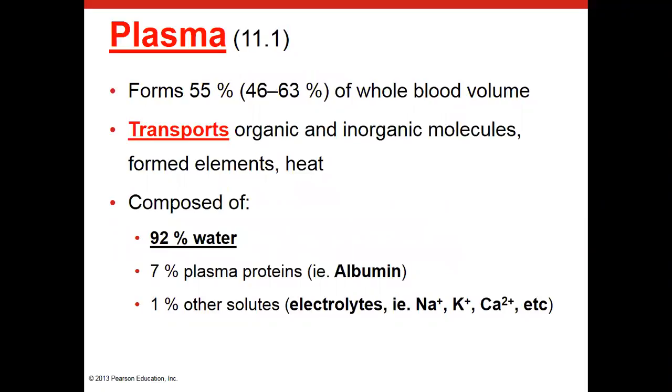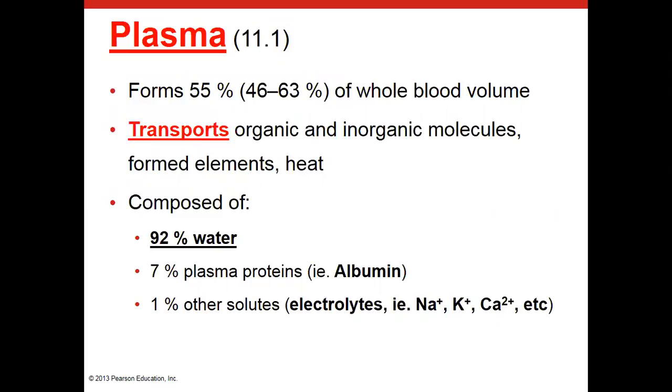The plasma is the fluid component of blood. It forms about 55% of whole blood volume. So if you stick a sample of blood in a tube, more than half of that would be plasma. And that plasma is what transports organic and inorganic elements like plasma proteins. For example, a plasma protein like albumin is a major carrier protein in the blood. That carrier protein carries substances that can't circulate in blood on their own. So something that's lipophilic or hydrophobic, something that can't circulate in water easily, albumin can carry it. And then there are other things in plasma, 92% of which is water.